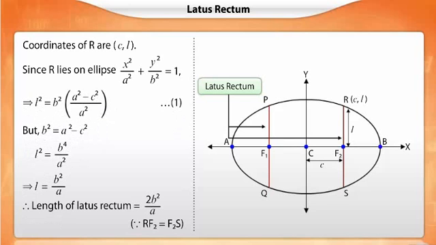Since the ellipse is symmetric with respect to y-axis, RF2 is equal to F2S. Therefore, the length of the latus rectum is 2 times b square upon a.